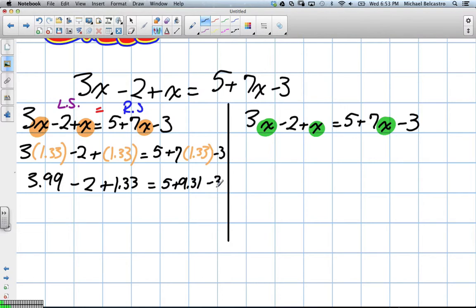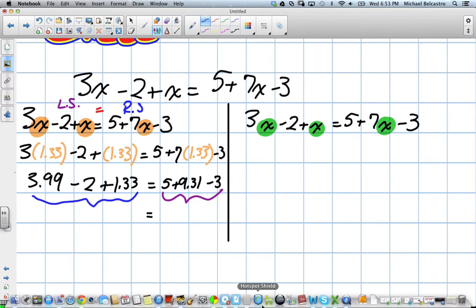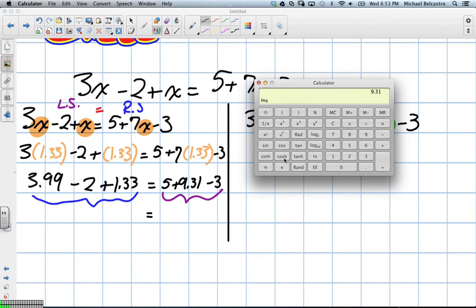9.31 minus 3. Now all we do is equate these numbers together with our calculator and see if they're equal. Okay? And that'll kind of be our check. So on this side we have 3.99 minus 2 plus 1.33.